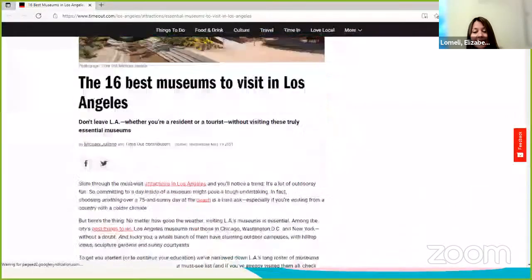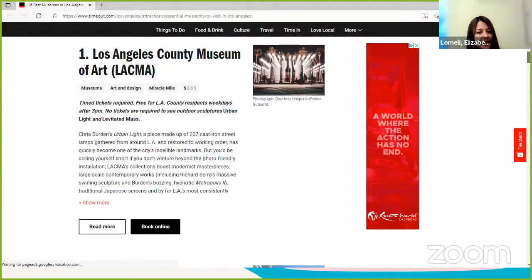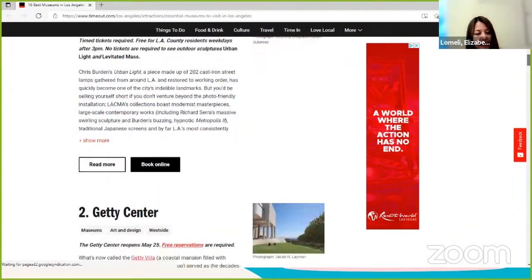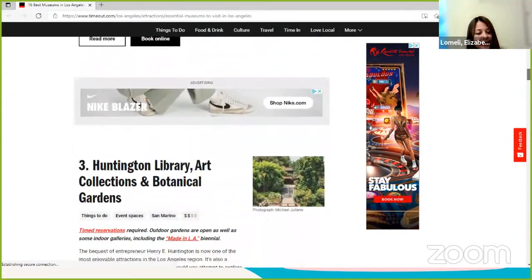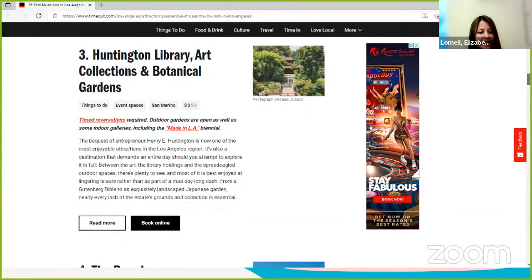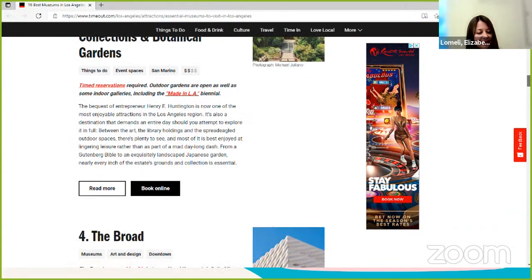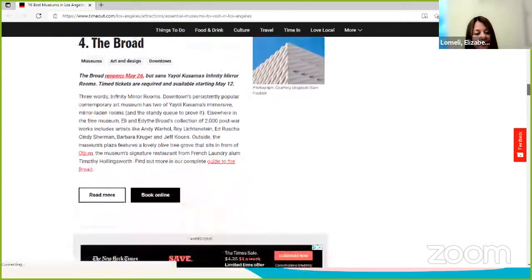The 3 that Anna D put into our slideshow are included, but there we have the Los Angeles County Museum of Art. We also have the Getty Center. And so again, the link is in the chat. The Huntington Library, there it is, number 3. It's gorgeous. And there's a tea restaurant that we're going to be visiting this summer. There's the Broad Museum, right? And there are 12 more.